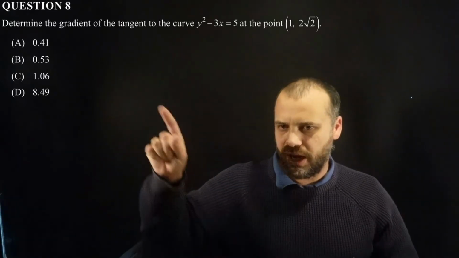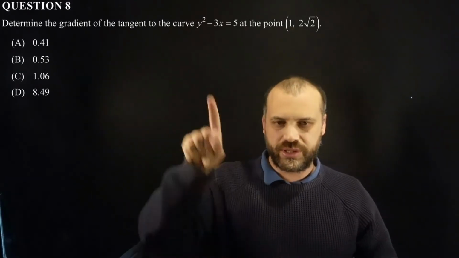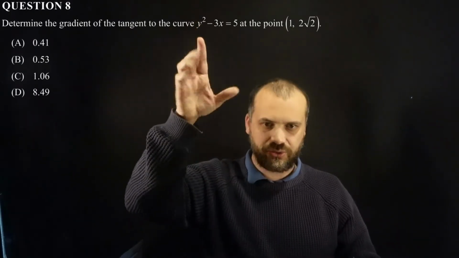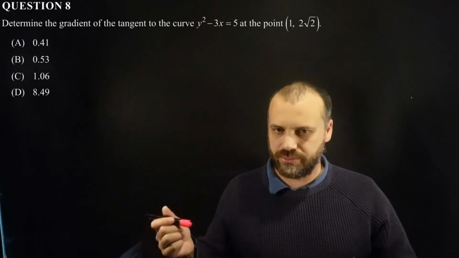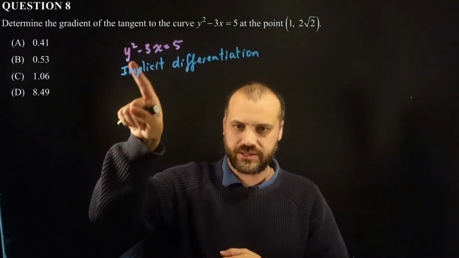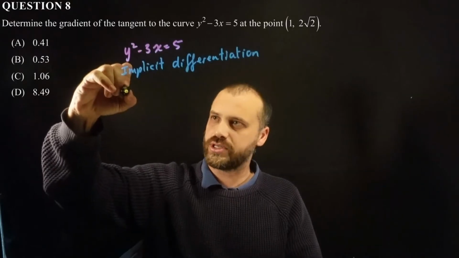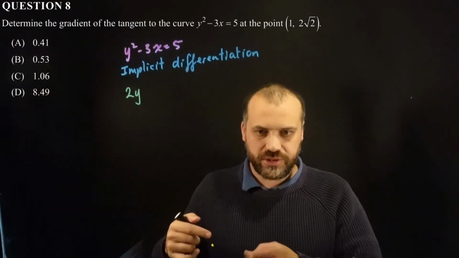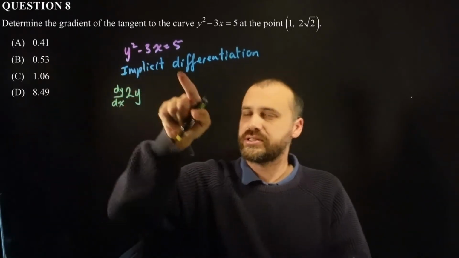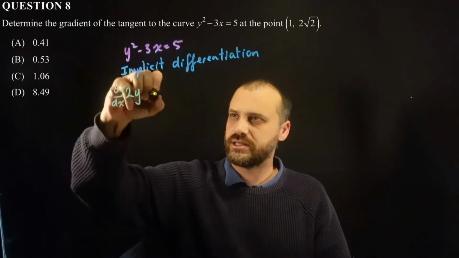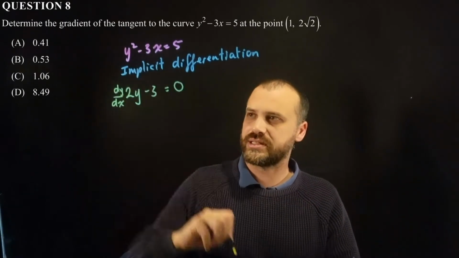So this should be a short and sharp one. We're determining the gradient of the tangent to the curve at this point. Now you'll notice this isn't a function, this is a relation. We're thinking implicit differentiation. So y squared minus 3x equals 5. So let's take this implicit differentiation. We've got this y squared here. The derivative of y squared is 2y, but because it's with respect to y, we need dy dx here. This next one, the derivative of negative 3x is negative 3, and the derivative of 5 is 0.